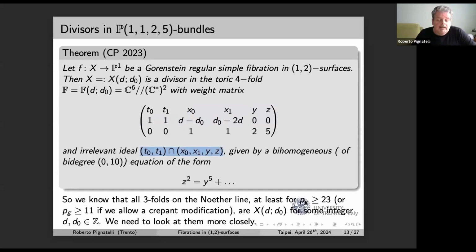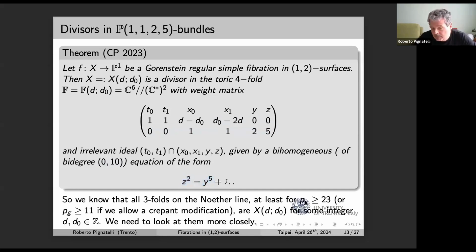And the divisor is given by a divisor of bidegree (0,10), where the order is the order of the rows here. So 0 with respect to the first action and 10 with respect to the second action. That's essentially the reason why I like to write it this way with these two zeros, because then you can immediately visualize that z squared has bidegree 0, 2 times 5, which is 10, and y to the fifth has bidegree 0, 2 times 5, which is 10, which means that I can write z squared equal y to the fifth, because otherwise, if it's not bihomogeneous, it doesn't make any sense.